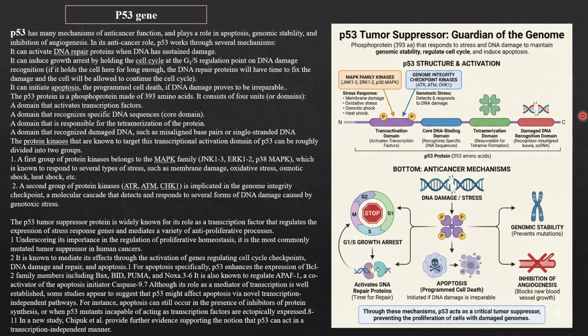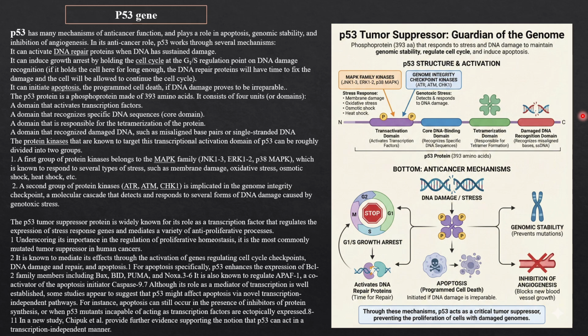P53 is a tumor suppressor and also the guardian of the genome, which explains its central role in maintaining genomic stability. P53 is activated in response to cellular stress and DNA damage through signaling pathways involving kinases such as ATM, ATR, and MAP kinases. Once activated, P53 functions as a transcription factor that regulates the genes involved in cell cycle control, DNA repair, and apoptosis. Structurally, P53 contains domains responsible for DNA binding, transcriptional activation, tetramer formation, and damage recognition.